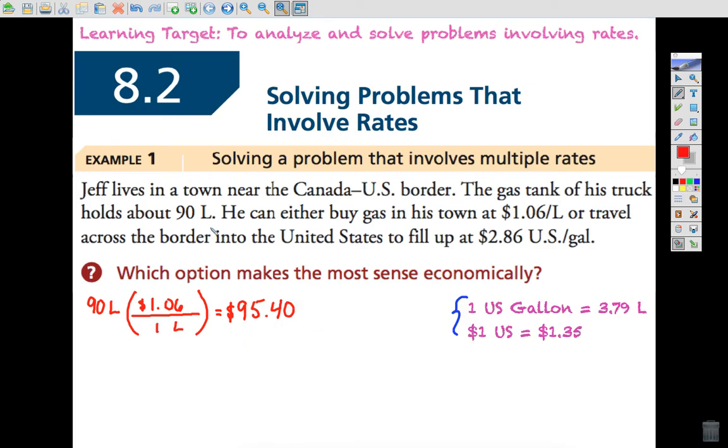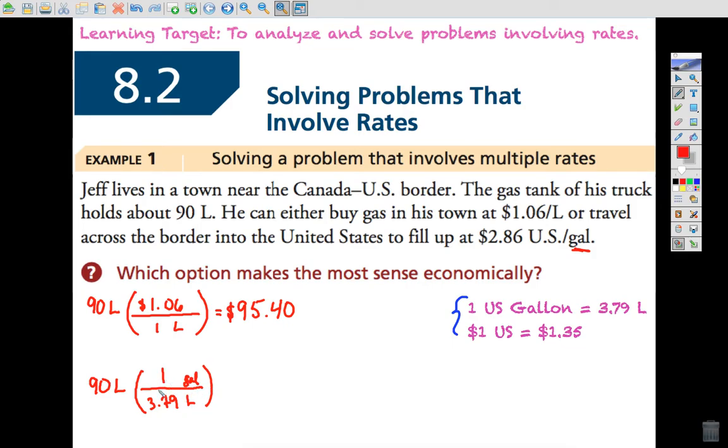So now I want to figure out US-wise how much I'm going to pay. I'm going to take this 90 liters, and I'm going to convert it from liters to gallons, or US gallons. I want to get rid of liters, so I need liters on the bottom, and I'm going to gallons. GAL is apparently the abbreviation for that. So what's our relationship there? It's 3.79 liters over 1 gallon.